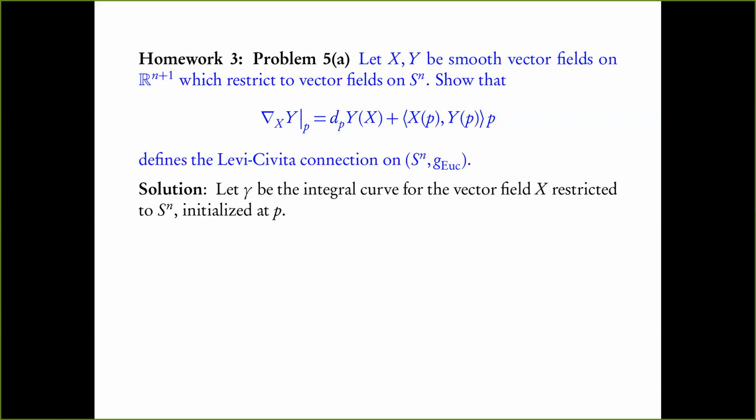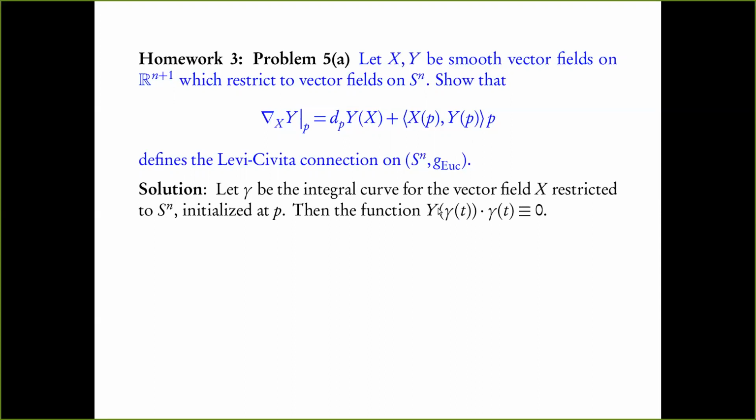So let's start. Let's take an integral curve gamma initialized at P, and this is an integral curve for the vector field X. The vector field X is a global vector field on R^(n+1), but you restrict that to Sn, you get a vector field on Sn, and you choose an integral curve for X initialized at P. Okay. Then if you look at this function, look at Y of gamma t. Y of gamma t is a tangent vector at the point gamma t, but it's a tangent vector at the point gamma t on the sphere.